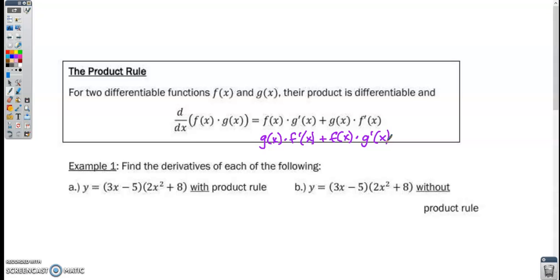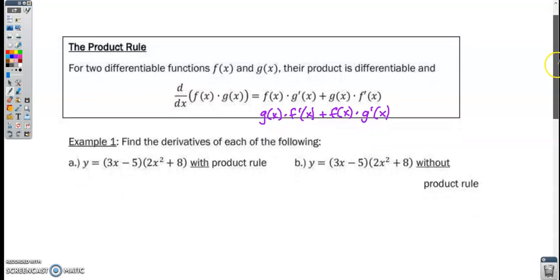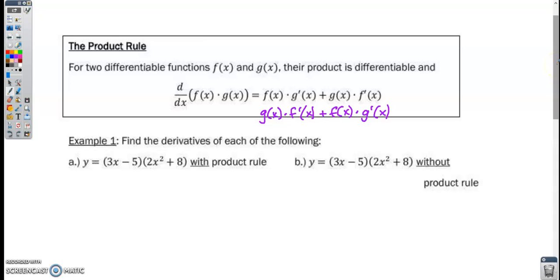So let's go ahead and take a look at this first example. We're going to do part A and B here. First, we're going to find the derivative of the quantity 3x minus 5 times 2x squared plus 8 with the product rule, and then we're going to find it without the product rule.